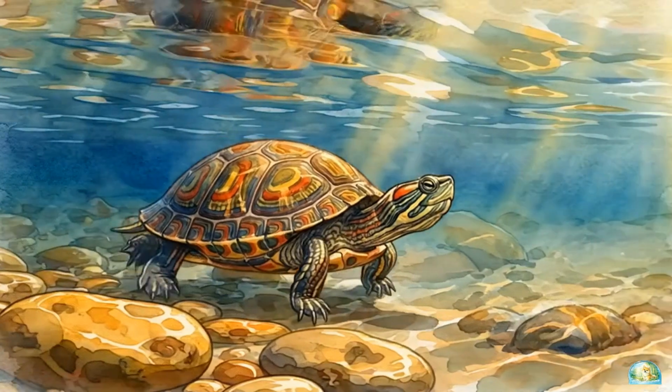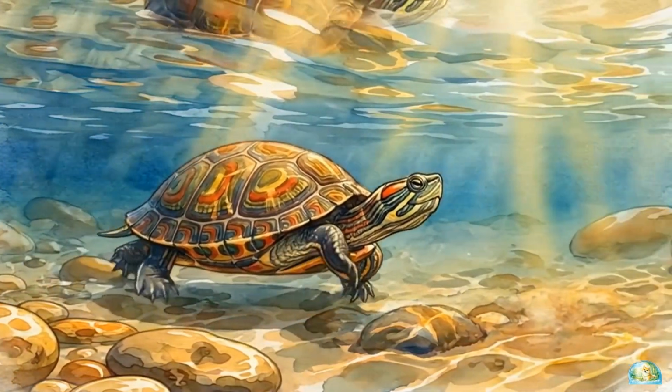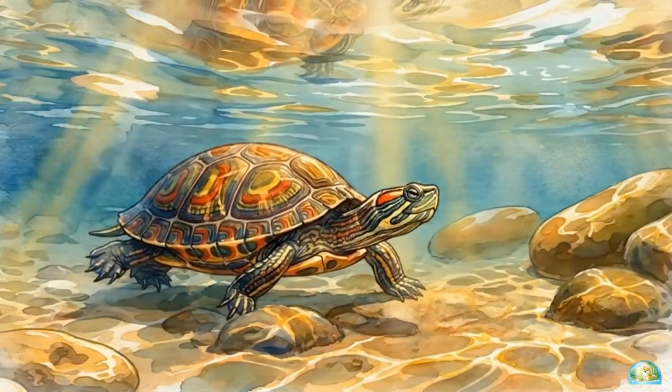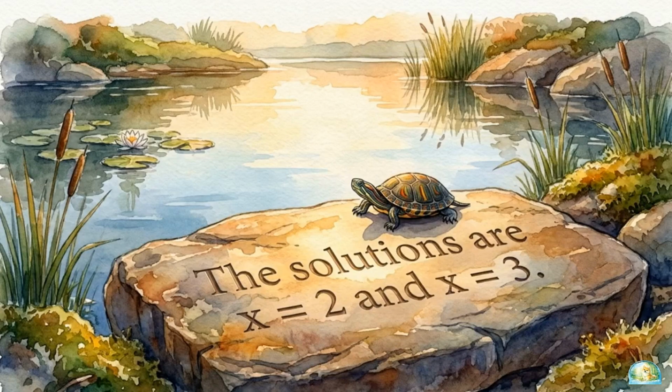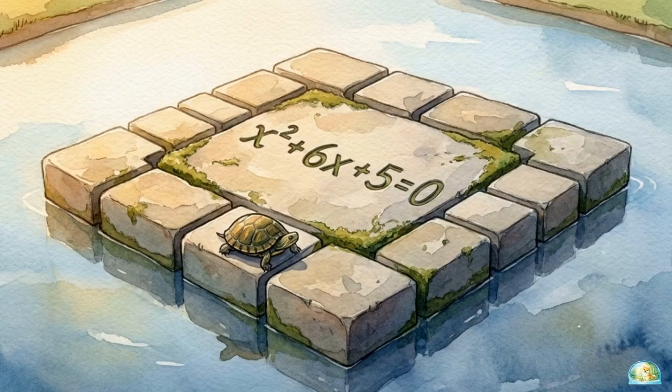The landscape shifts as the calculation is finished, showing how factoring works when an equation breaks down easily. The solutions are x equals 2 and x equals 3. Tella moves to a new island obstacle with a different structure.